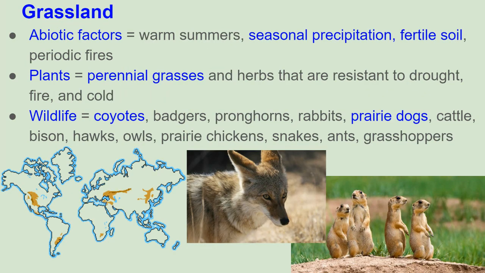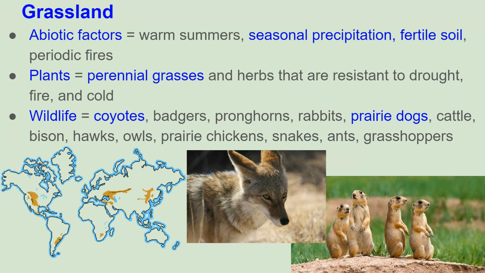Next up, we've got the grasslands. Abiotic factors or non living things in the grassland include warm summers, seasonal precipitation, which means they have a dry season and a wet season. They have very fertile soil, and sometimes they actually have fires, which go and kind of clear out the grassland and allow for new growth to come.